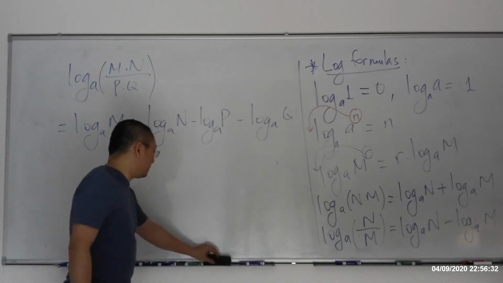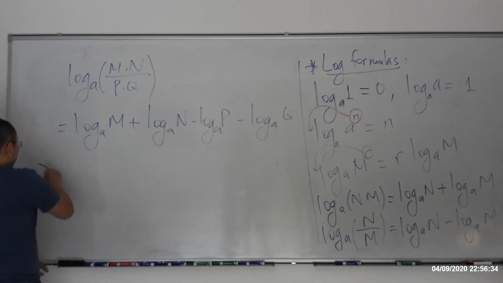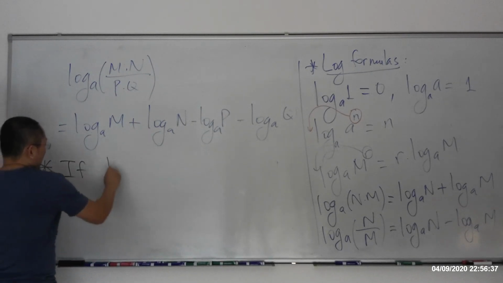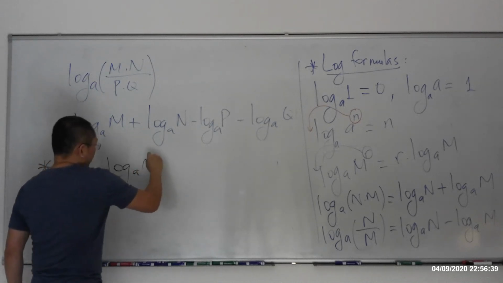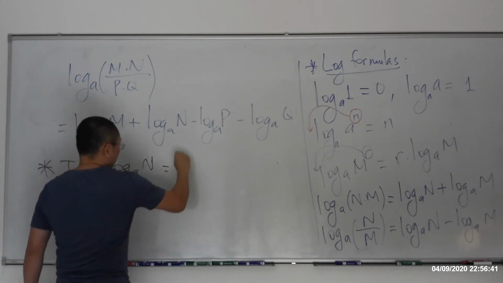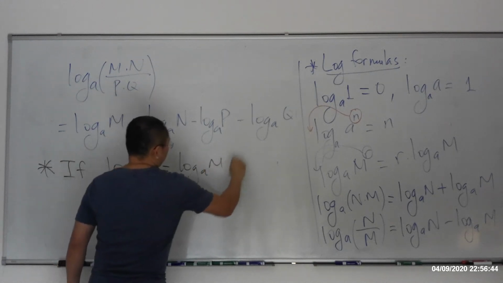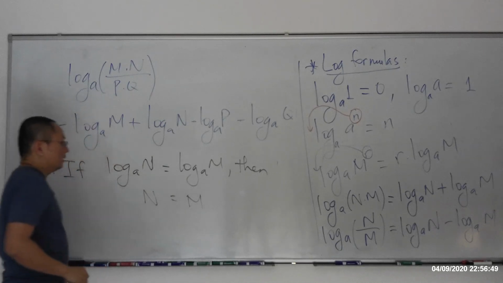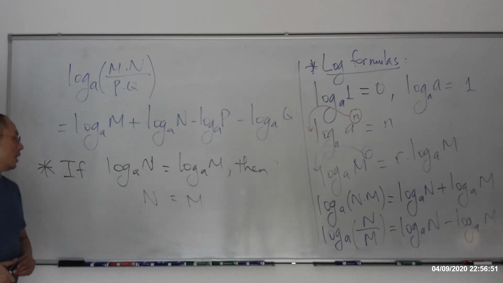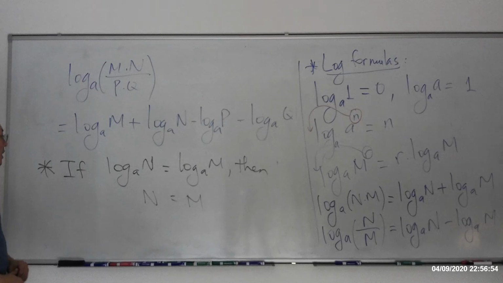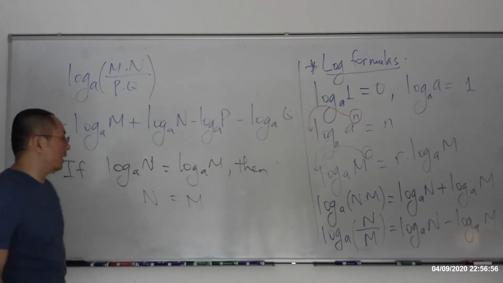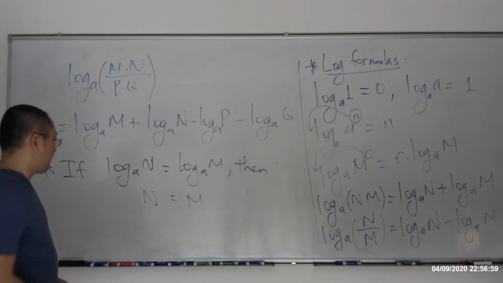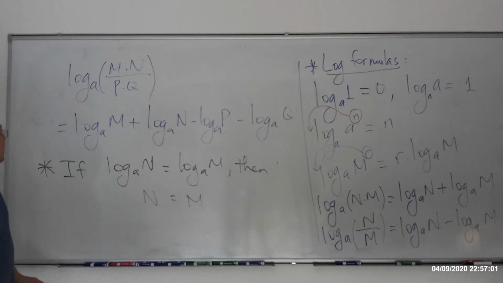And similar to the exponential formulas, make another asterisk. If you have log base a of n equal to log base a of m, then you are safe to say that n is equal to m. With two numbers equal to each other and the same base, for sure the exponent on the left-hand side is equal to the exponent on the right-hand side, and vice versa. That's pretty much good for this algebra, I think.